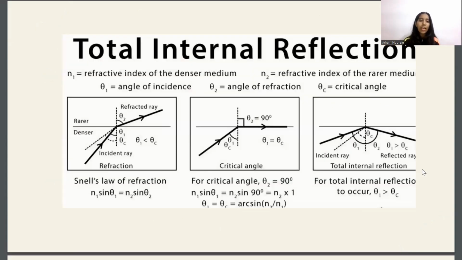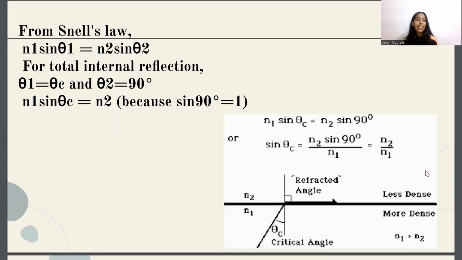Here you can see the refracted ray is coming. As the angle of incidence increases, the refracted ray angle also increases. Here we have taken denser and rarer medium. First we show the refraction, then we show the critical angle, where the angle of refraction is equal to 90 degrees. Here we can see the equation, how it is written. That is n1 sin theta 1 is equal to n2 sin theta 2. For total internal reflection, theta 1 is equal to theta c. So the final result will be theta c equals sine inverse of n2 by n1.